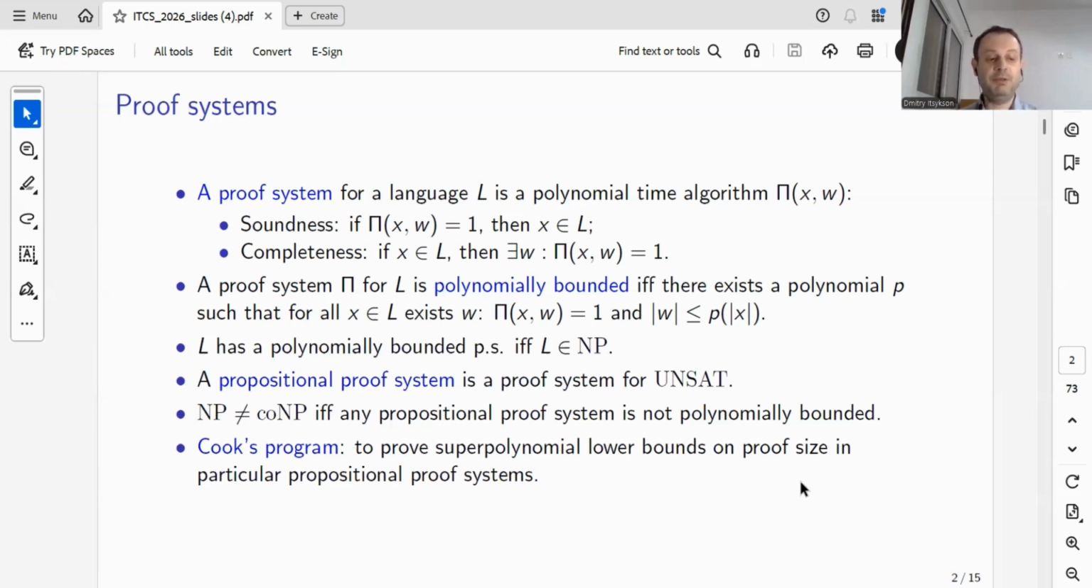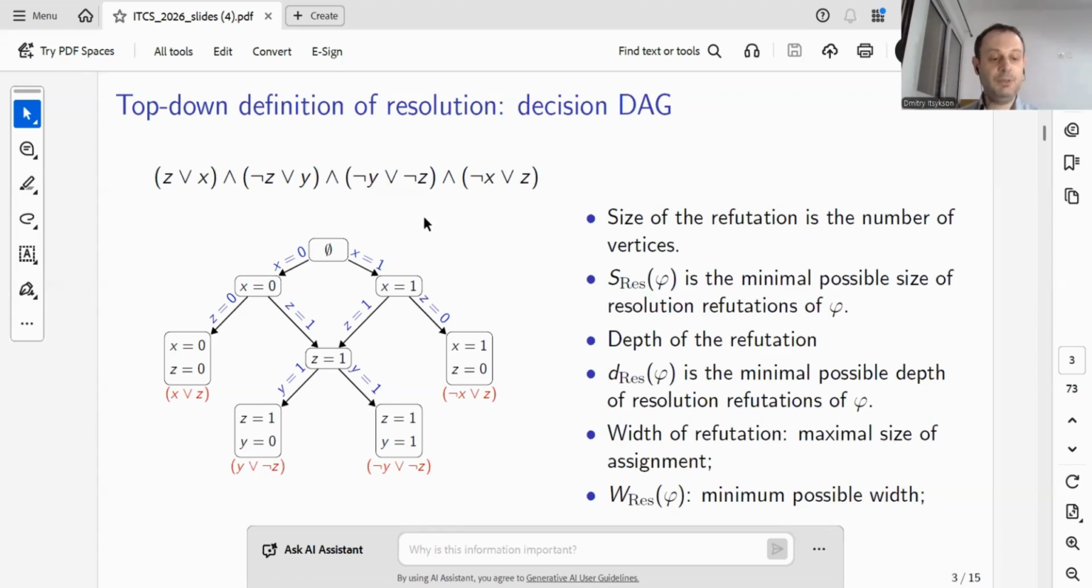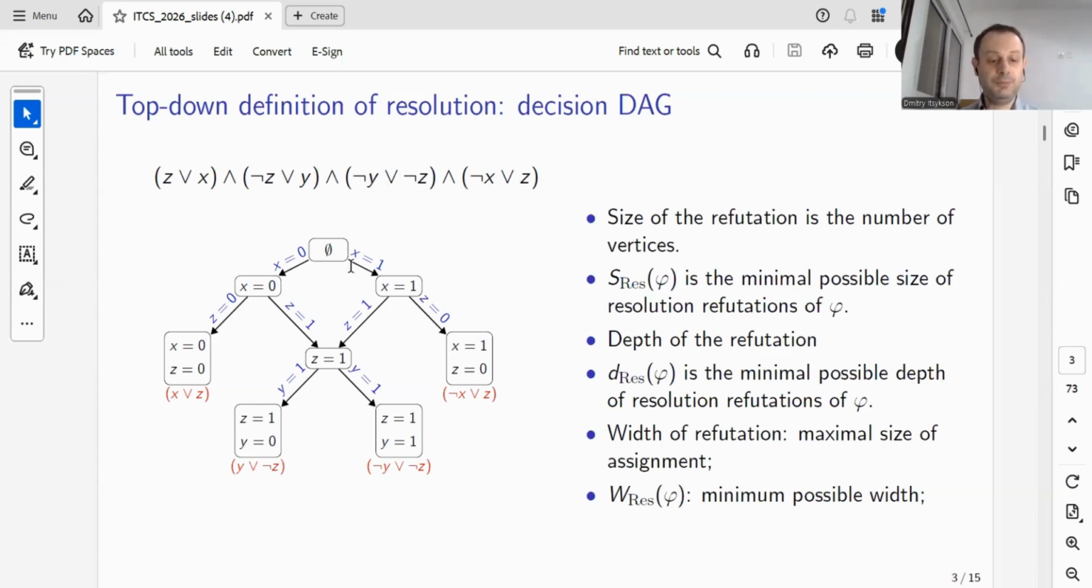Let us consider particular examples of proof systems that are important for our work. First of all, I give the definition of the well-known resolution proof system, but I do it in a top-down way using the notion of a decision DAG. To show that a formula is unsatisfiable, we split on the value of a variable. Namely, we have a DAG with one source where the out-degree of internal nodes is 2. Every node is labeled by a partial assignment. The source is labeled by the empty assignment. At every node, we split on the value of a variable. One of the outgoing edges is labeled with the equation that this variable equals 0, and the other that this variable equals 1.